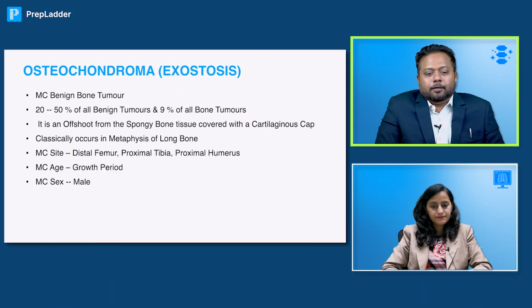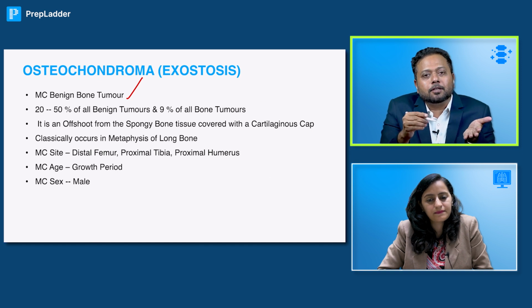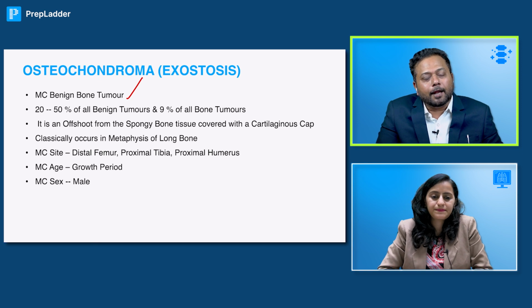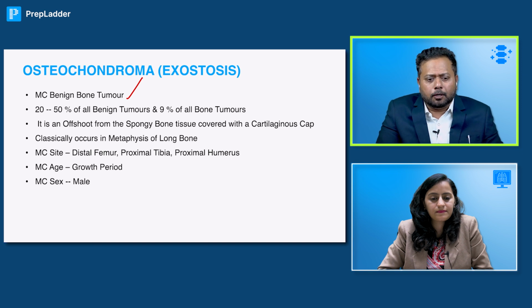Over to you, sir. So the most common primary benign bone tumor at any given time is our osteochondroma, otherwise called exostosis. And you see the statistics, 20 to 50% of all benign bone tumors are osteochondromas, 9% of all bone tumors altogether. It is an offshoot from spongy bone tissue covered with a cartilaginous cap.